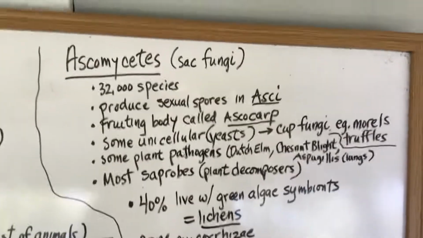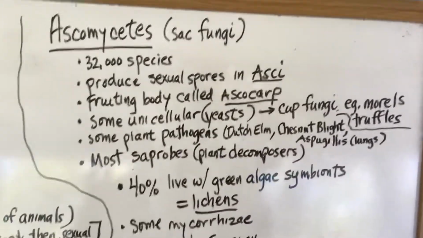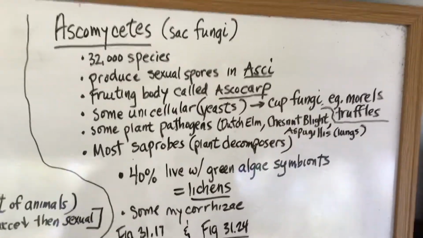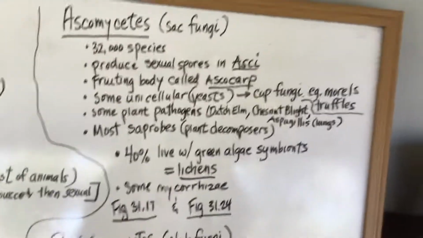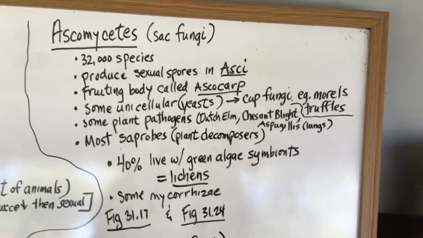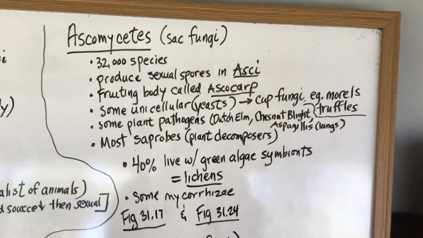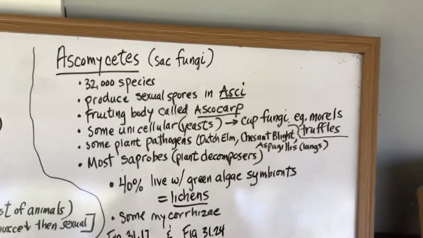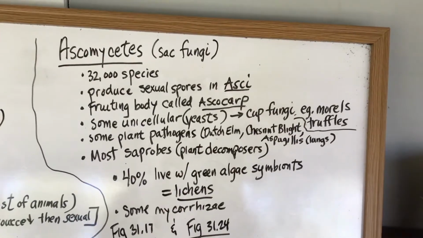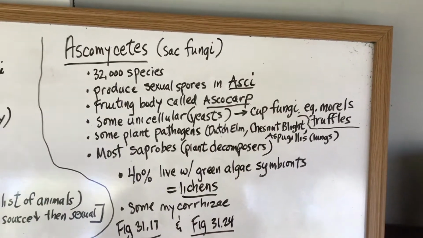The fruiting body that holds the asci is called an ascocarp. In other words, that will hold many asci. There are some unicellular forms. They would be yeasts, but most of them are what we call cup fungi. Things that you might know are morels and truffles, which are cup fungi.